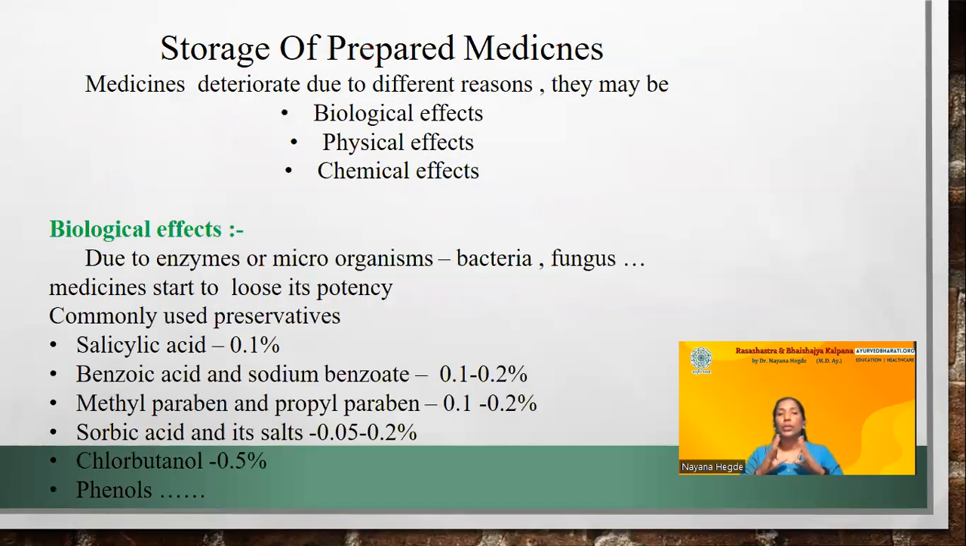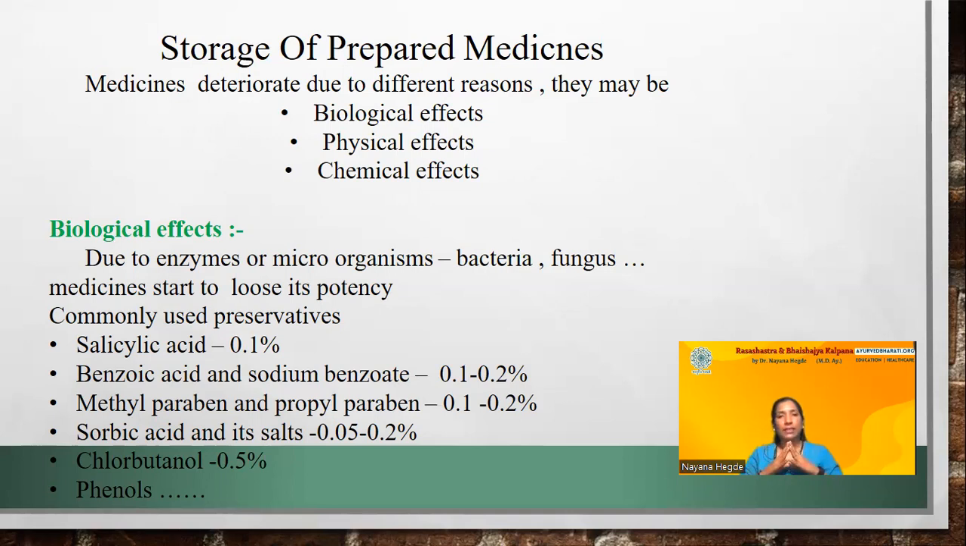So next is storage of prepared medicine. Medicines already prepared, the final product of the medicine, how to store it? See, the finally prepared medicine formulation starts to lose its potency due to different reasons. Those reasons are studied or classified under three headings. One is due to the biological effect, second is the physical effect, third is the chemical effect.